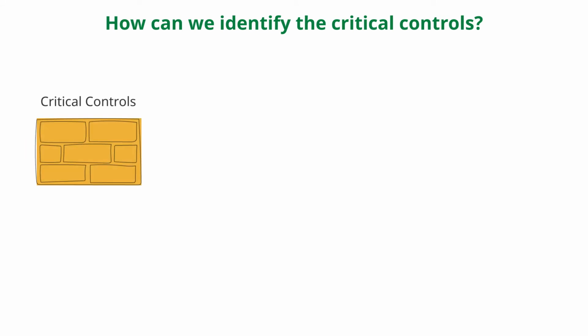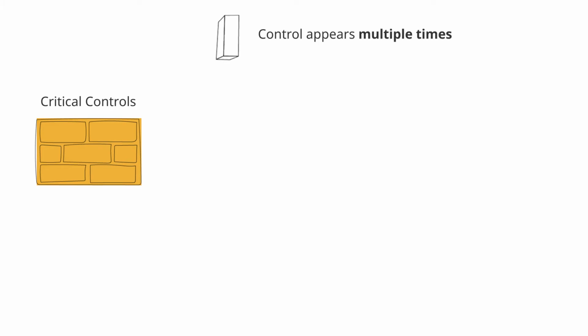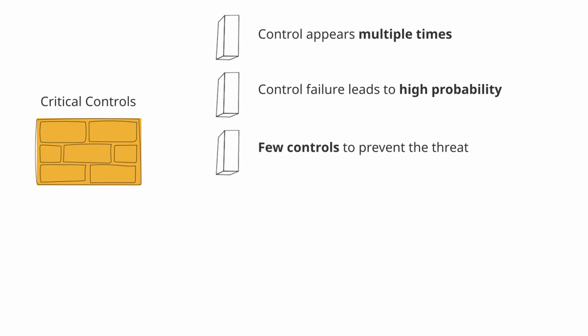So how can we identify the critical controls? We can ask ourselves a few key questions. First, does the control appear on multiple threat lines and/or bow ties? Second, if the control fails, would there be a high probability of the top event happening? Third, are there only a few controls to prevent the threat?